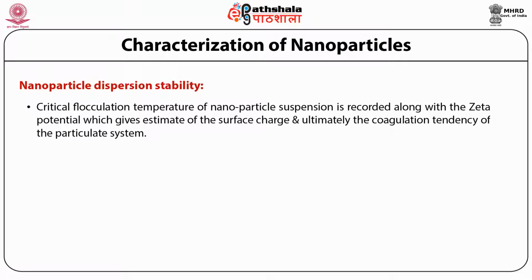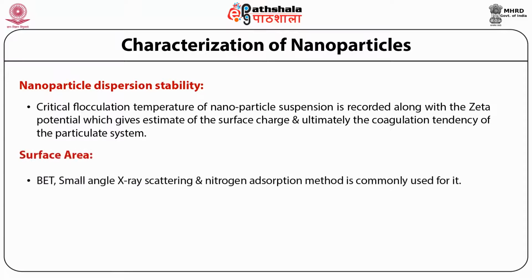Nanoparticle dispersion stability. For this, critical flocculation temperature of nanoparticle suspension is recorded along with the zeta potential, which gives an estimate of the surface charge and ultimately the coagulation tendency of the particulate system. Next is surface area. BET, small angle X-ray scattering, and nitrogen absorption method is commonly used for it.